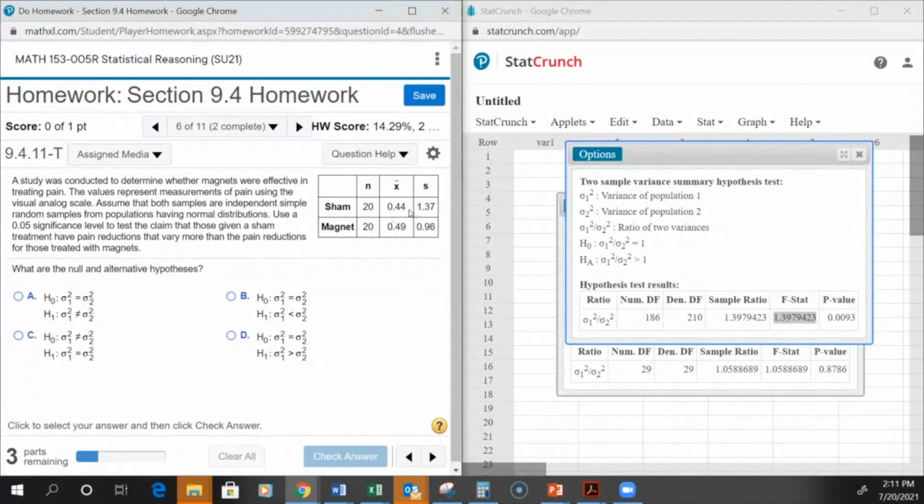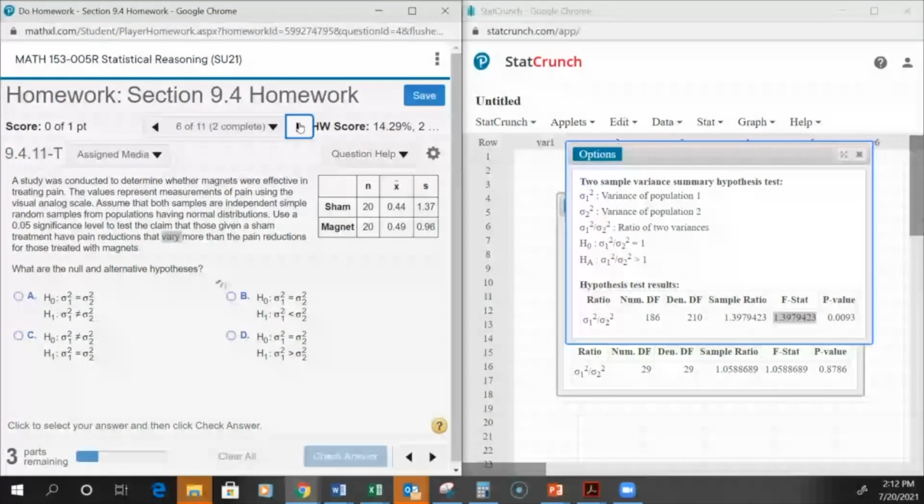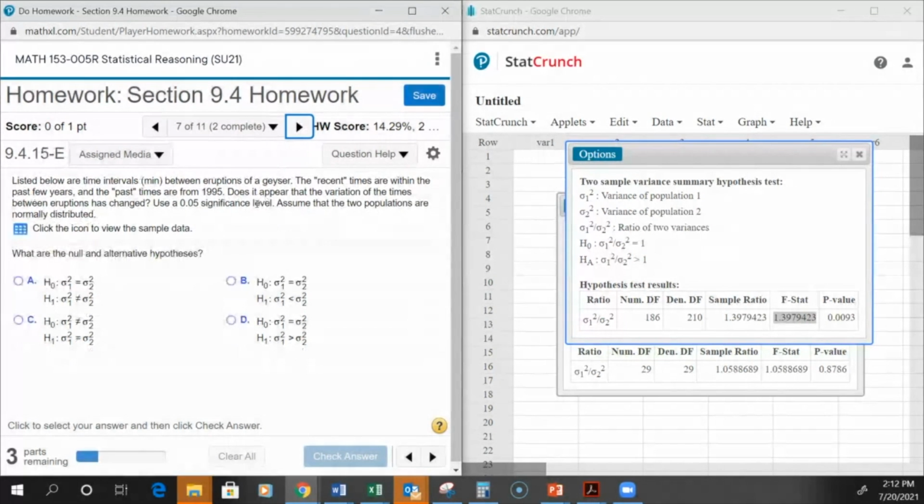This one, yeah, there's nothing hard about this. This is magnets for pain again. And here they're not saying how much pain did it relieve or did it relieve pain. It's just how different was the reaction, right? Does the difference vary more? And that might tell you something about whether it works. It might not.